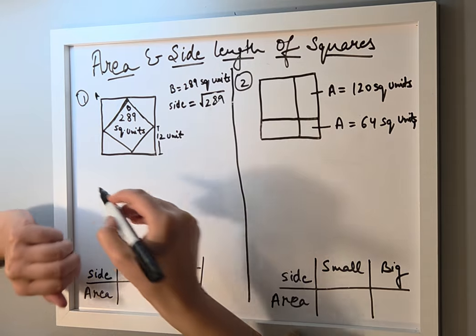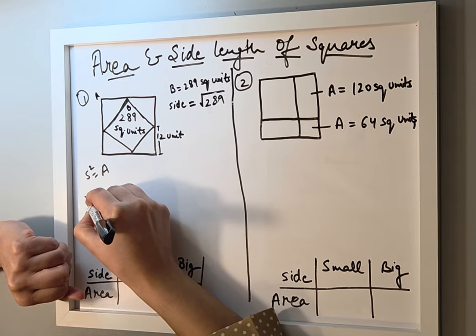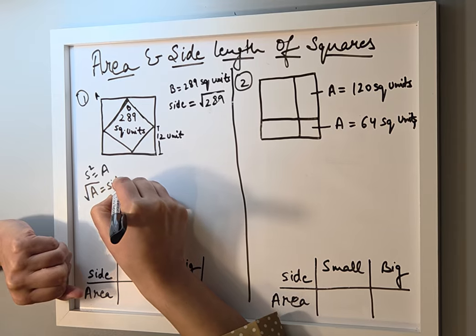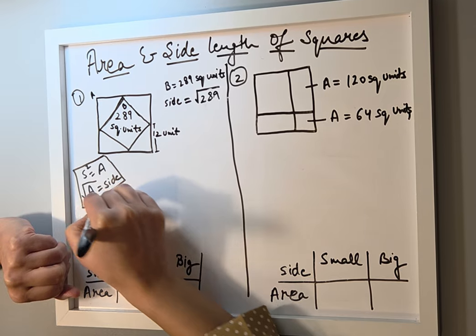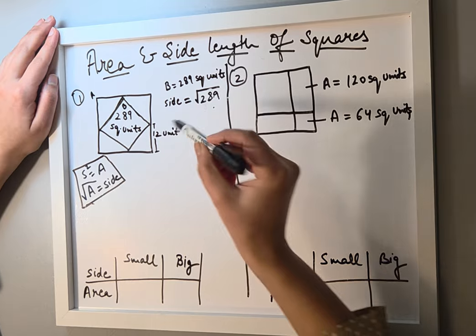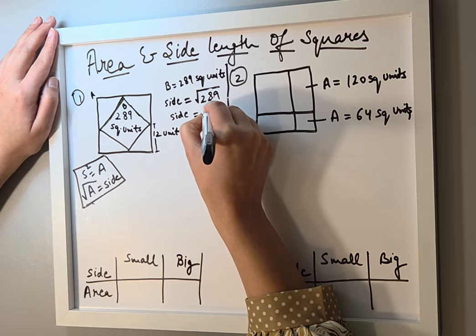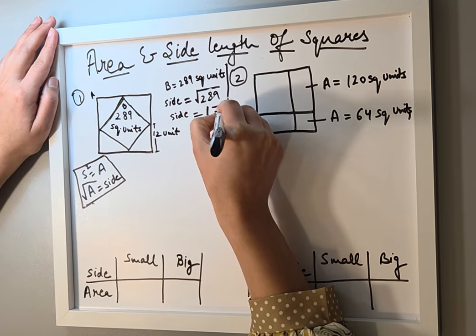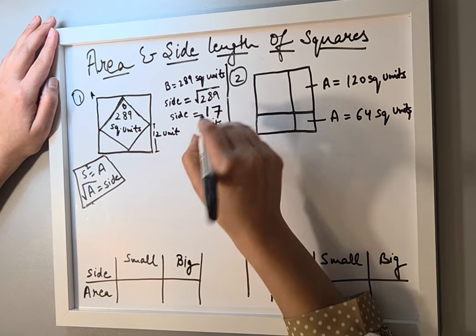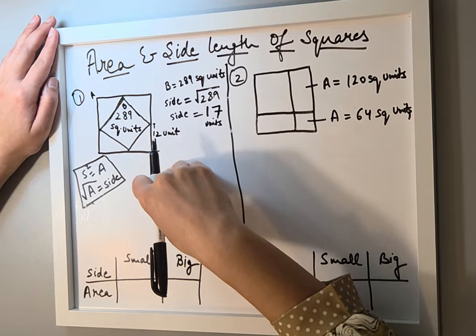As we learned in the last class, side squared is area, and square root is the opposite of square, so the square root of area will give us the side. So using this formula, if we take the square root of the area, that is 289, the side will come as 17. Okay, 17 units. Don't forget to write the units when it comes to lengths and areas.